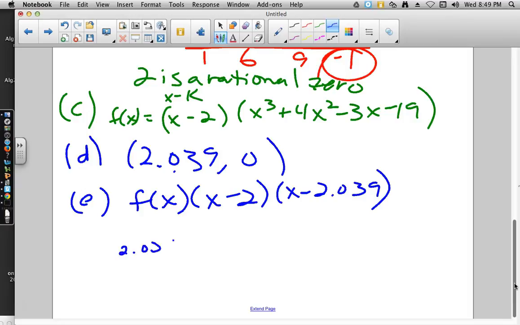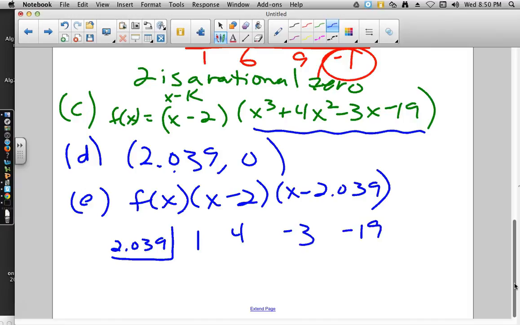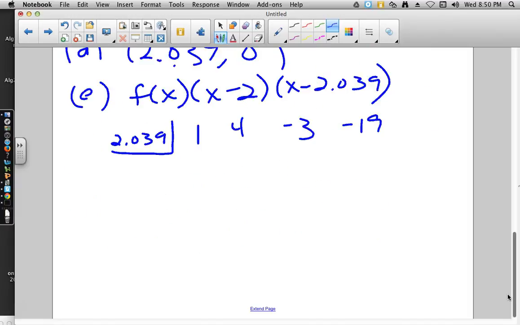So 2.039 is what we're going to use in the leftovers after we had our first 0 of 2 taken out, and that is right here. That's what we have to divide by that 2.039. So 1x cubed, 4x squared, negative 3x, negative 19, that is in standard form, which is exactly what we want. And now, usually the thing we love about synthetic is that the math is easy, but with this one, you'd probably grab a calculator, bring down your 1, do your multiplying, and then add.